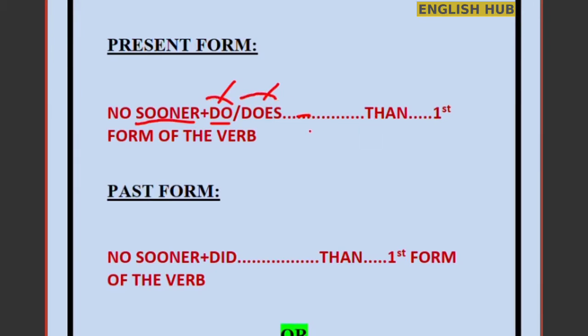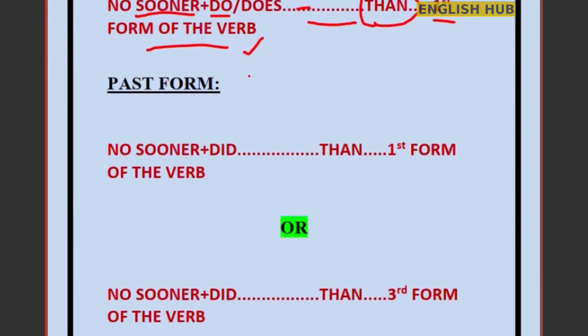Okay, then you finish this part of the sentence, you come to than. This one has to be written. If you have not written than, then you get a 0. Then after you have written than, you use the first form of the verb. So let us take another example. No sooner does the dog start screaming than my father comes outside. You have to remember that this also needs to be in the present form, because the whole sentence that is given as a question is in the present form. So starting the sentence with no sooner needs to be in the present form.